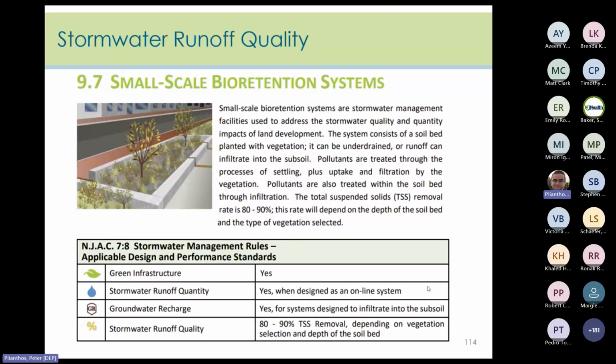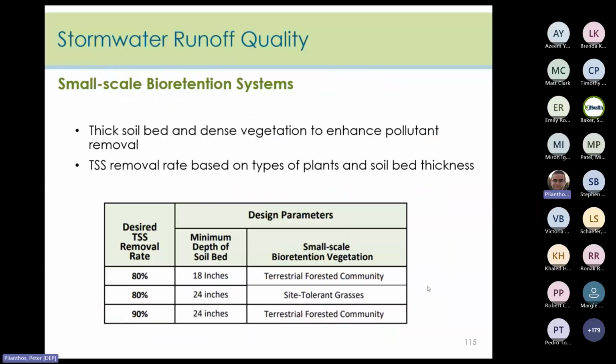All right, so moving on, we're going to look next at small-scale bioretention systems, which are also common because they can be designed to infiltrate, or they can be designed with underdrain if infiltration is not feasible. So again, shown here is the summary page, and notice that it says 80 to 90% TSS removal. Why is this? Well, because the TSS removal rate varies based on the soil bed depth and the type of vegetation.